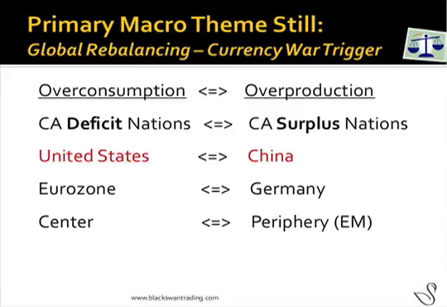So what's the driver of this whole currency war thing? Well, it's the same market driver that's been in play for probably the last 2 years since the credit crunch. And this is the idea of global rebalancing. Nothing new here. Now it's finally, as I said, making it to the headlines. And if you haven't seen what global rebalancing is, I'll go over it quickly here. It just means the overconsumption countries are starting to rebalance with the overproduction countries. And that's really what the credit crunch was all about.